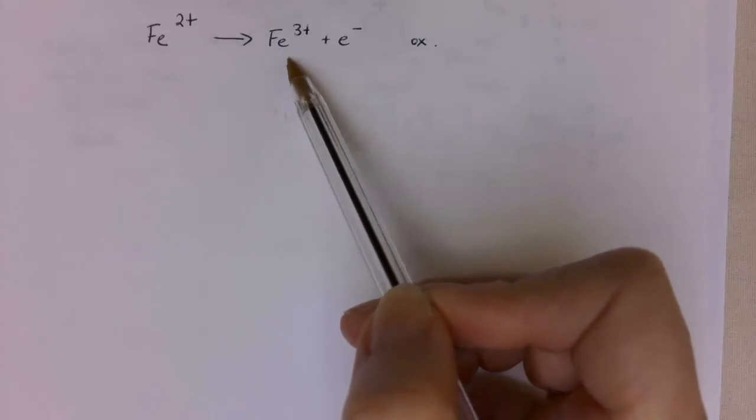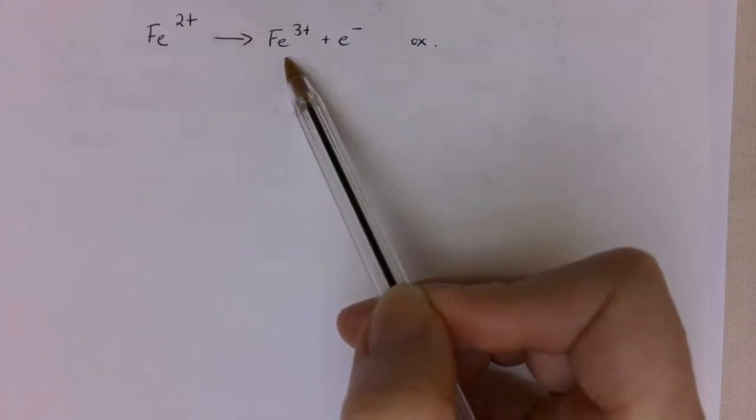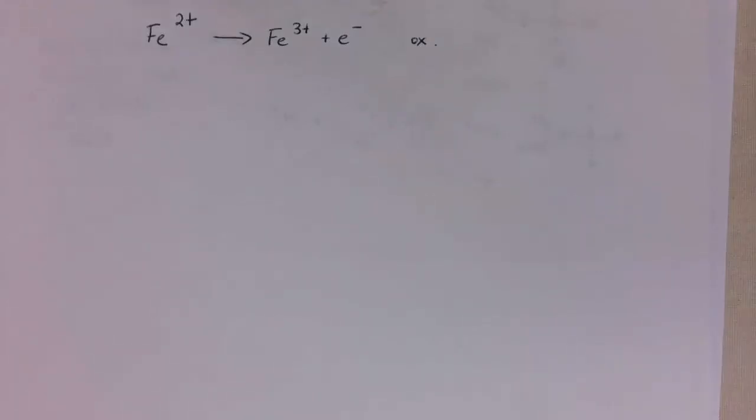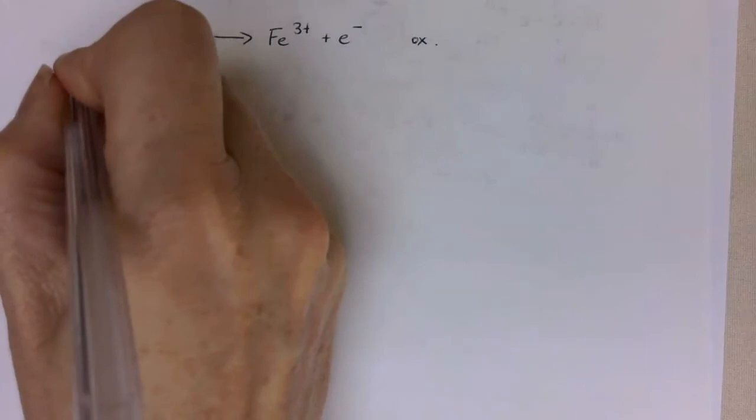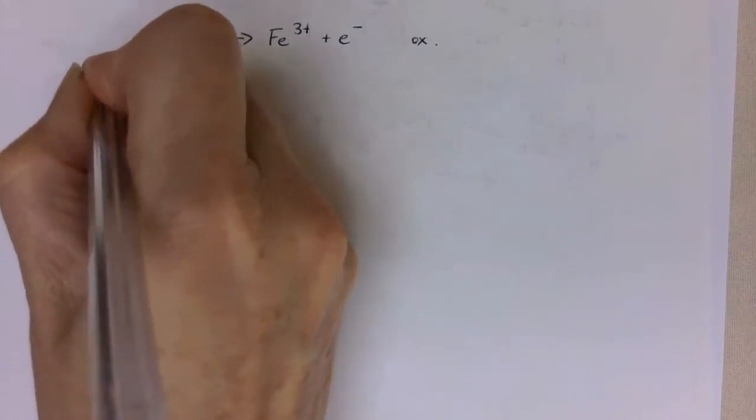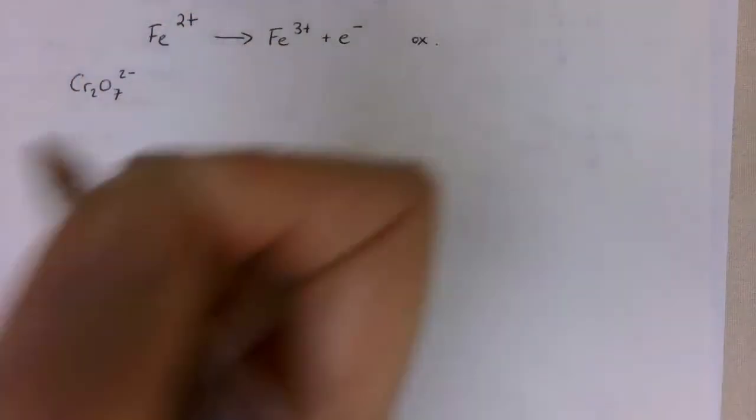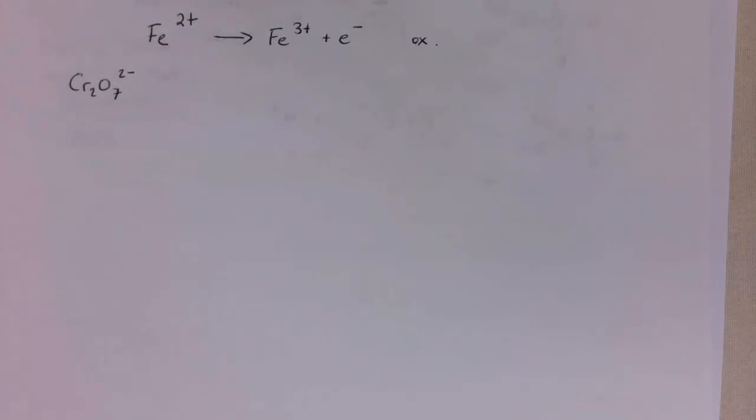It's a typical oxidation reaction, and it's quite easy because we're dealing with transition metals which have variable oxidation states, and they're quite easy to interconvert. Now to do this oxidation reaction, I need an oxidizing agent. In this case, I'm going to choose dichromate, Cr2O7 2-. This is another one that you should be familiar with.